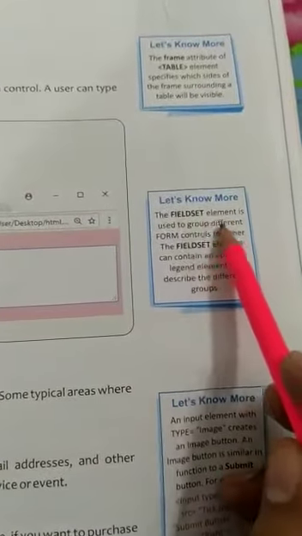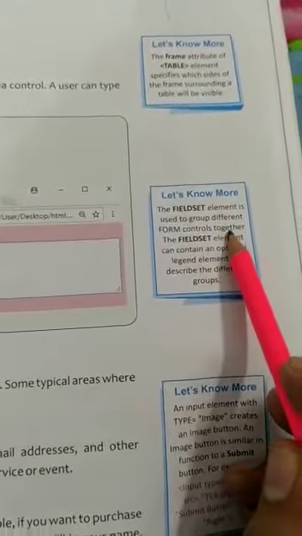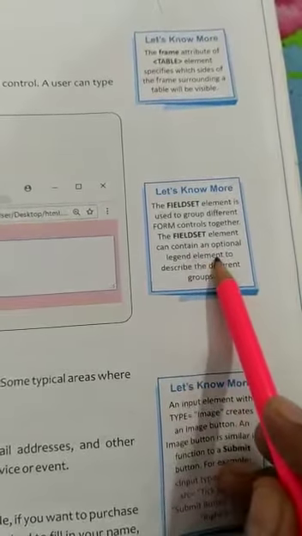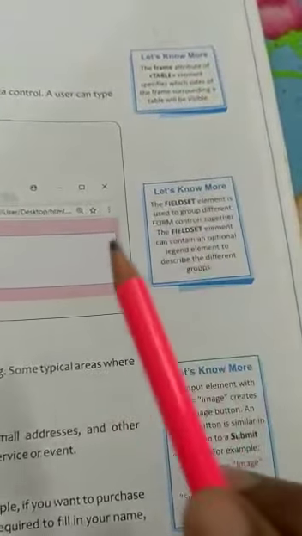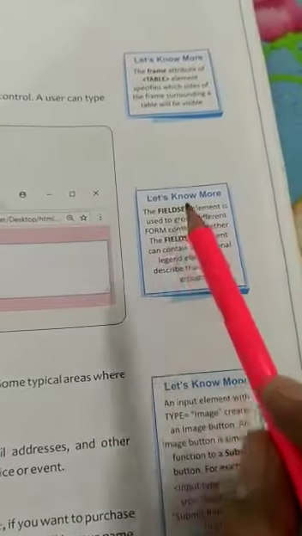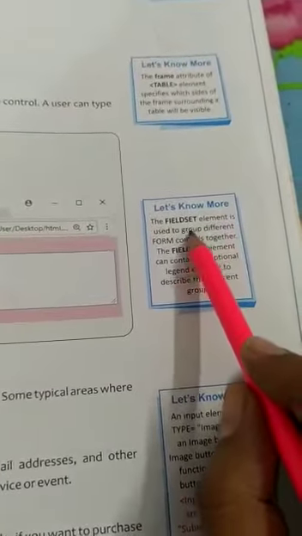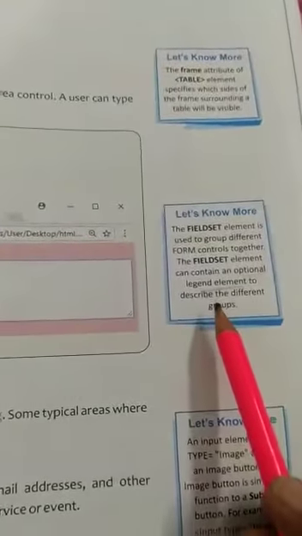Let's know more. The fieldset element is used to group different form controls together. The fieldset element can contain an optional legend element to describe the different groups. So the fieldset element is used to group different form controls together, and it can contain an optional legend element, that means you can use it or not, it depends upon you, that describes the different groups that are grouped together. It is used to group related elements in a form.